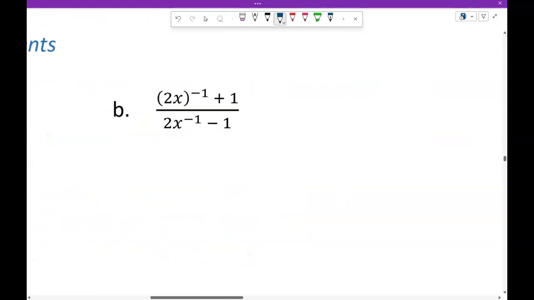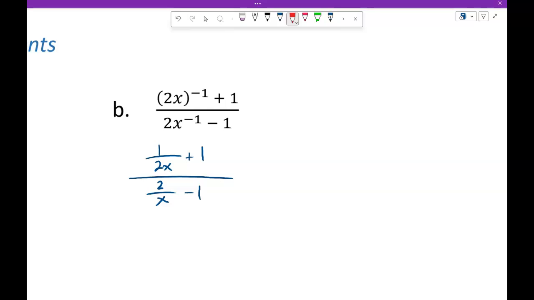Here we've got the reciprocal of 2x, so we want to write 1 over 2x plus 1. Here we have the reciprocal of x, so we have 2 over x minus 1. And we can take everything and multiply it by the LCD of 2x. Times 2x, times 2x, times 2x, times 2x.